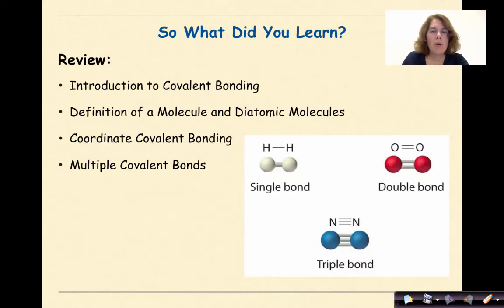So what did you learn? We did a small introduction to covalent bonding, which we're going to do a lot more of. We went over the definition of a molecule and specifically a diatomic molecule. We did a lot with coordinate covalent bonding, which we'll return to later on in the year. And then finally, we wrapped it up with multiple covalent bonds.